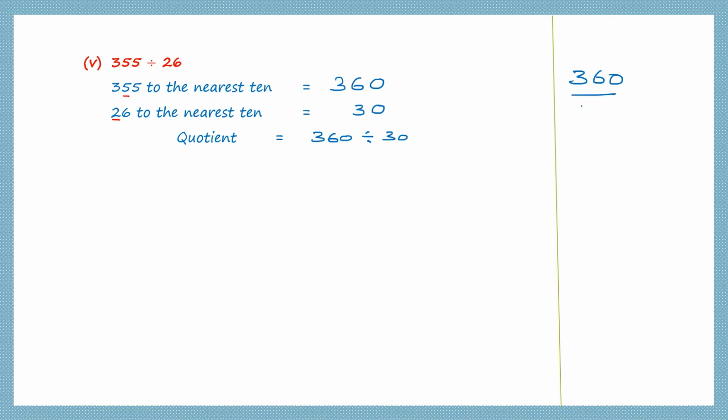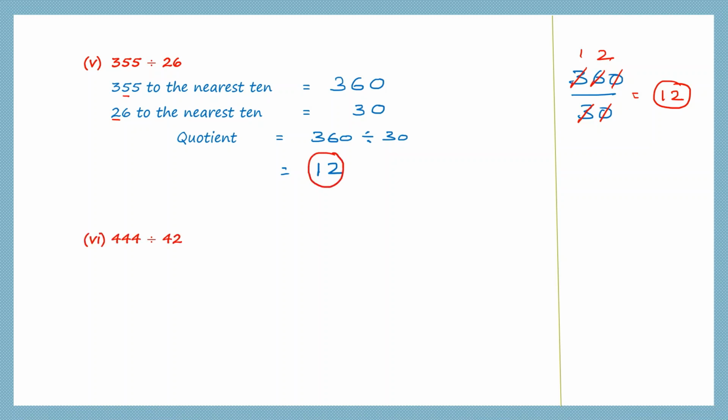360 divided by 30. Now I can cancel 1 0. Now 3 1s are 3, 3 2s are 6. That means 3 into 12 is 36. 12 3s are 36. So my quotient here is 12. That is my answer to this question.